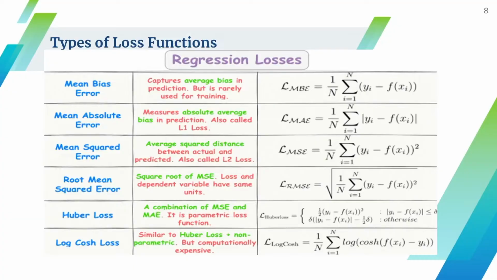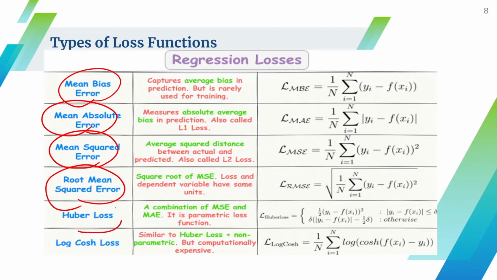So moving on to the exact different types of loss functions. First one is the mean bias error, then mean absolute error, mean squared error, root mean square error, Huber loss and log cosh loss. If you see these different kinds of loss functions, we will come across exactly what each does and the mathematical equations to represent these loss functions.